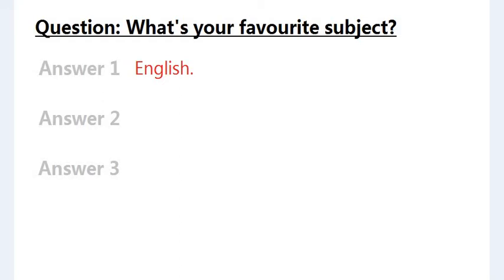For answer 2, we're going to add a bit more information, looking for a whole sentence. What do you think that might be? Well, I've chosen the sentence, my favourite subject is English. So I'm using words from the question, I've made a whole sentence, and I've answered the question. But it's not great.